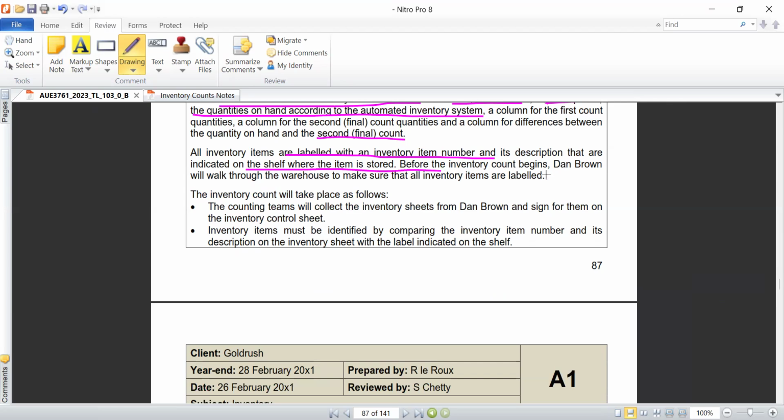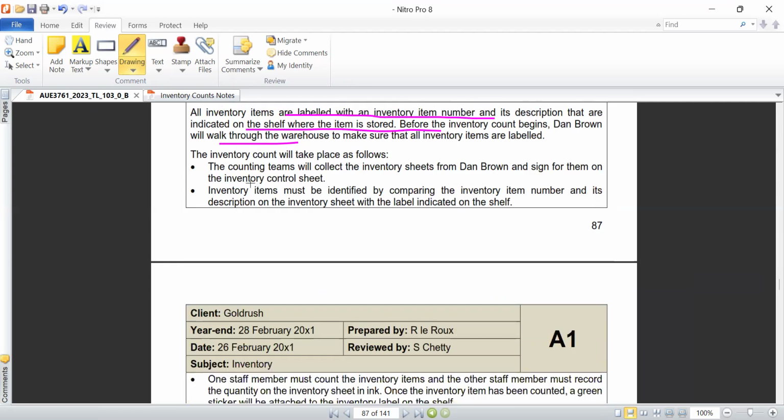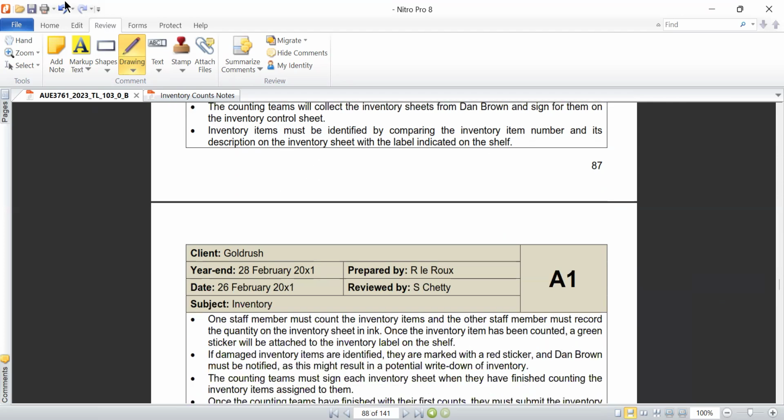Before the inventory count begins, Dan Brown will walk through the warehouse to make sure that all the inventory items are in actual fact labeled. The inventory count will take place as follows. So what they are now explaining to you, this is how the actual count, during the count, this is what will be taking place, right?